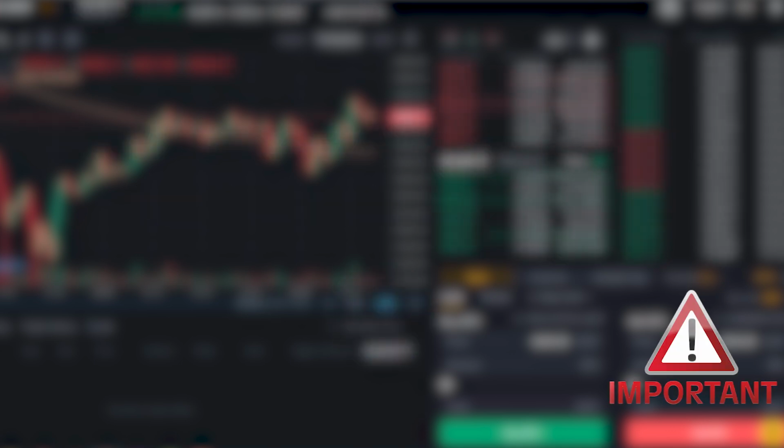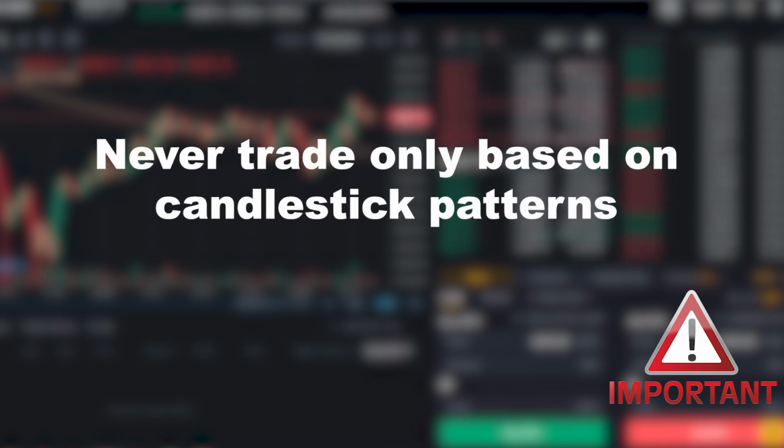Before we start discussing the patterns, I must mention a very important point here, and it's that you should never take your trading decisions only based on these candles and patterns. They only give you some hint about the balance of buying and selling forces behind the scene, and these candles and patterns must be used in conjunction with other tools and aspects of technical analysis.